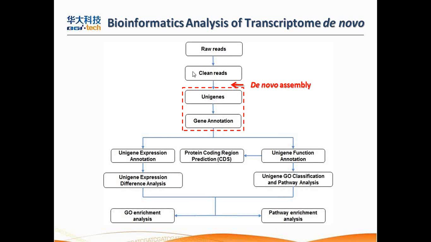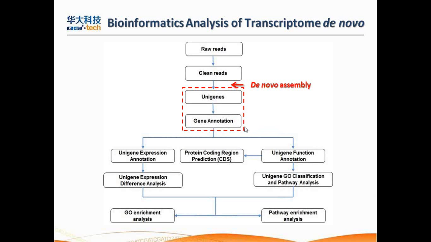And making use of these clean reads, we will do the de novo assembly and try to get the unigenes, or maybe also called transcripts. And with a set of unigenes, we will then use alignment to the database and do the gene annotation, so as to know what's the functional role of those unigenes. So whether it is investigated or not.